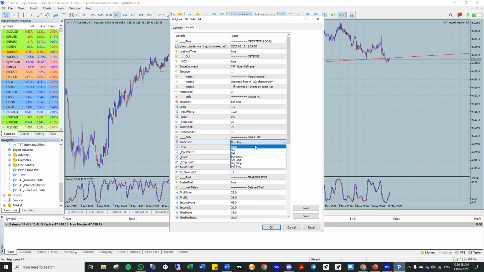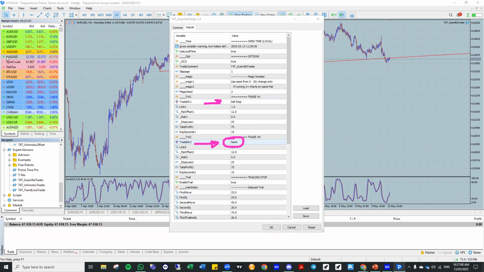I will actually change trade number two to none, right? That means I don't want to make a mistake. I don't want to have two sell stop orders at different levels, whatever it might be. So usually I'll do the smart thing and change it to none. Trade number one is the key trade.